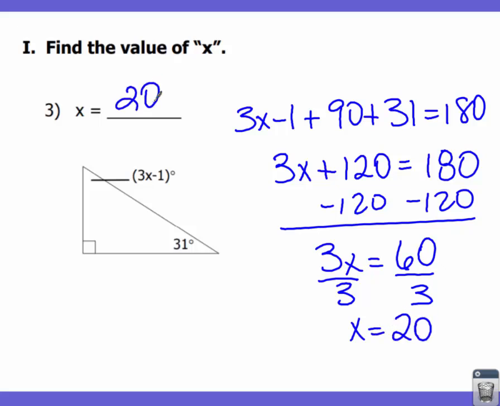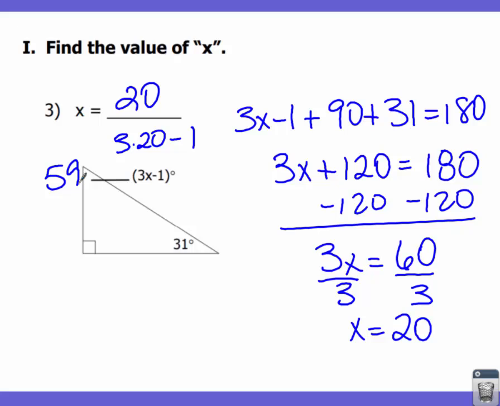Okay. So now, knowing that x is 20, I can find the measure of this angle right here by just substituting the value of x in. 3 times 20 minus 1. Well, 3 times 20 gives us 60, minus 1 gives us 59. So that's an eighth grade version of that fifth grade problem where you're trying to find the missing angle of a triangle.